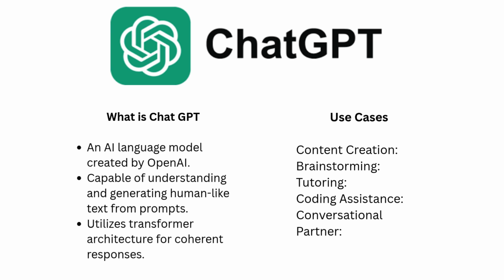How can you use ChatGPT? Content creation: generate articles, blogs, or marketing copy. Brainstorming: help with ideas for projects, stories, or business strategies. Tutoring: provide explanations and answers for educational subjects. Coding assistance: aid in writing, debugging, and explaining code snippets. Conversational partner: engage in casual conversations or role-playing scenarios.